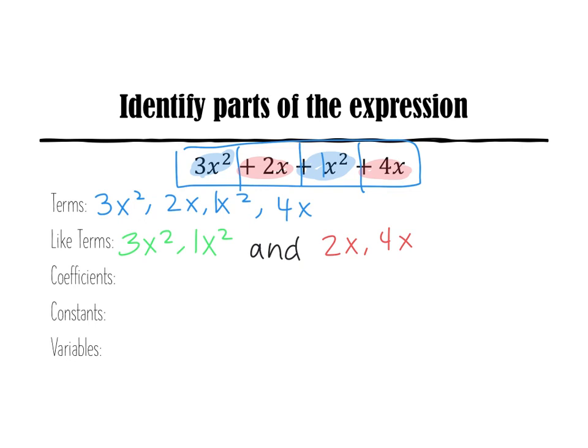My coefficients, my co-pilots, I've got a 3, I've got a 2, I've got a 1, I've got a 4. They're all coefficients. I don't have any constants. There's nothing that's alone here, so that's going to be none. And then my variables, I'm only going to put x. Even though I have x squared, we're only identifying the letter or the variable. So x is going to be our variable. And that's it.